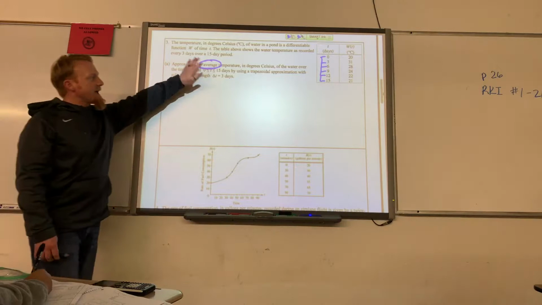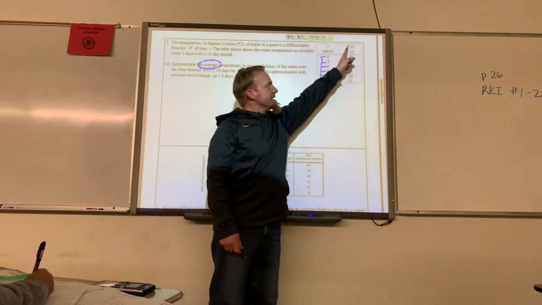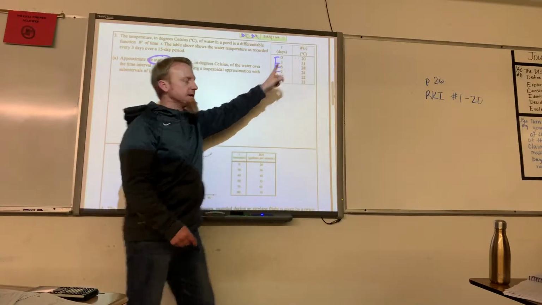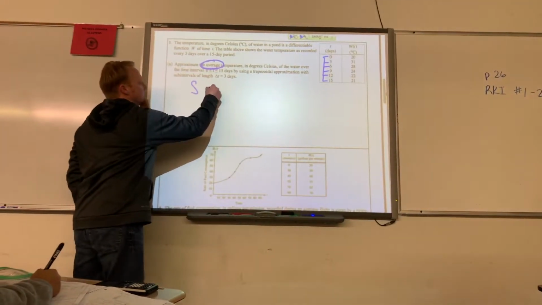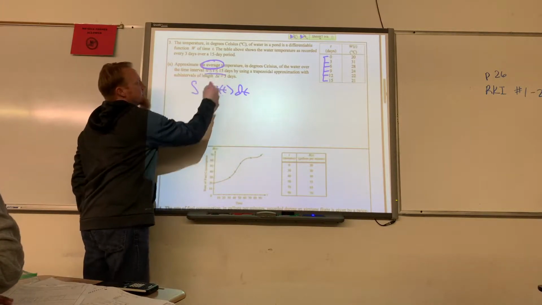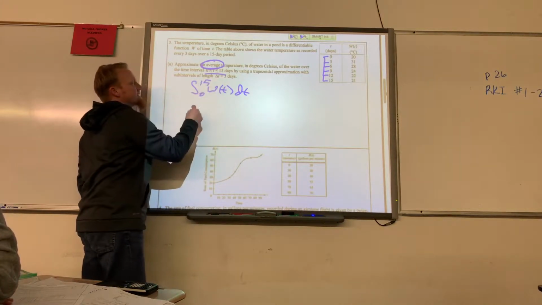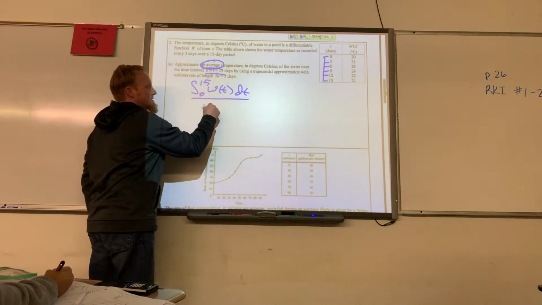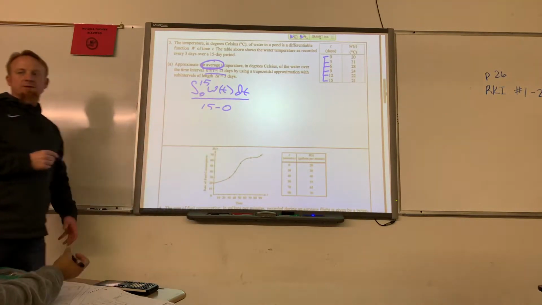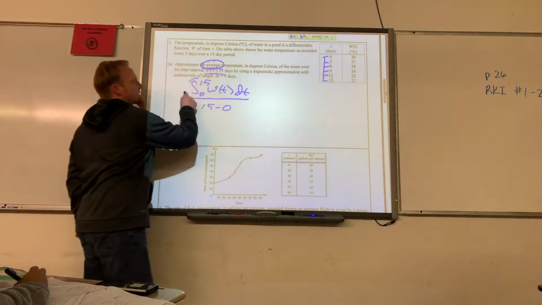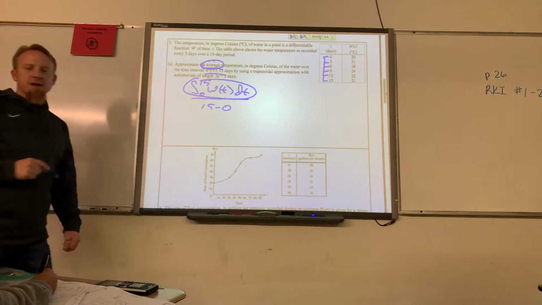So if I want average temperature, then that means I need to go to the function above temperature. And how do I get to the function above temperature? I integrate. So I want to integrate W of T dt, and I want to integrate from 0 to 15, and since it's average, I have to divide by 15 minus 0. That's the first thing I want to make sure we understand, is setting up the average part. Now, it wants me to approximate this with the trapezoid.